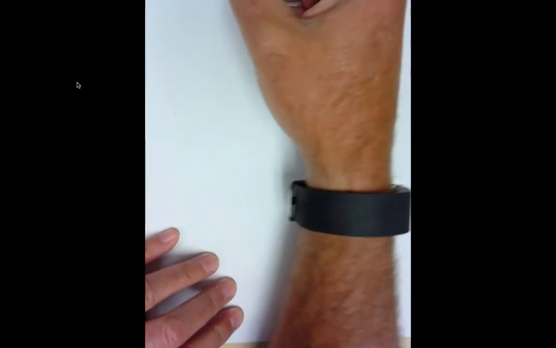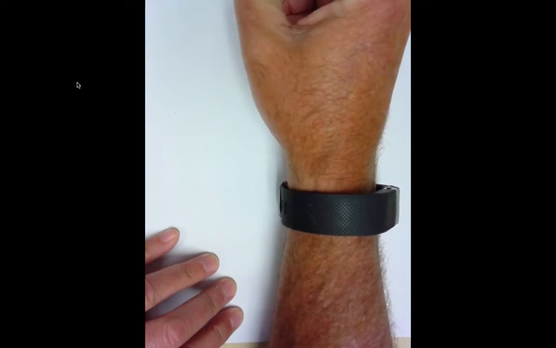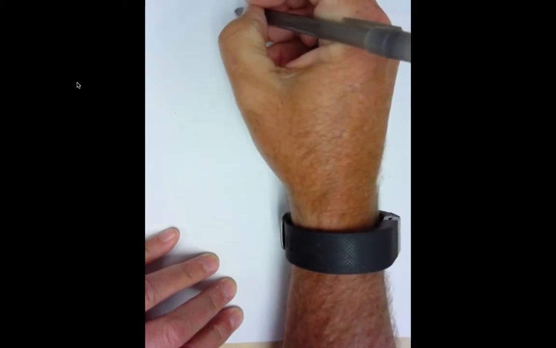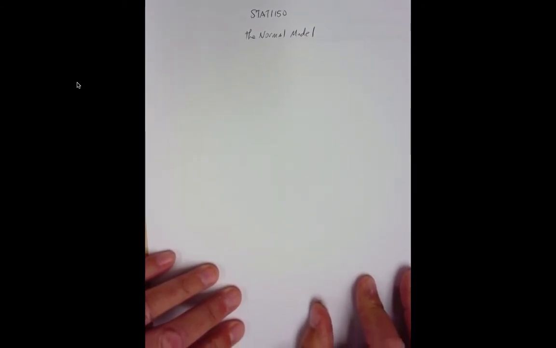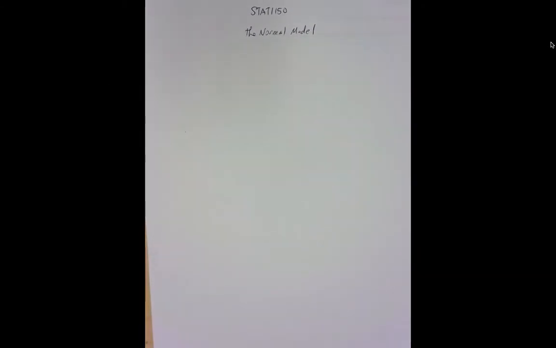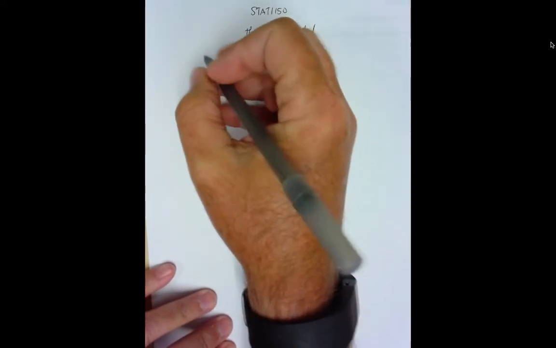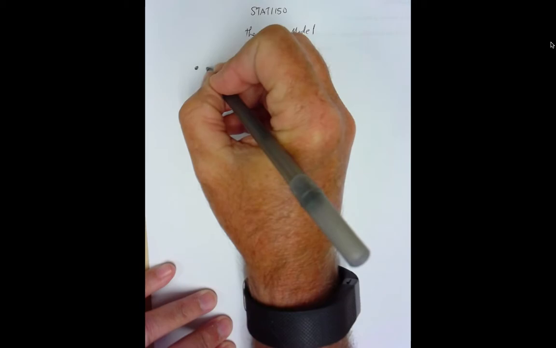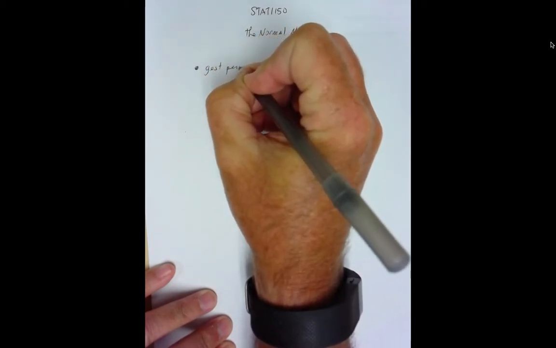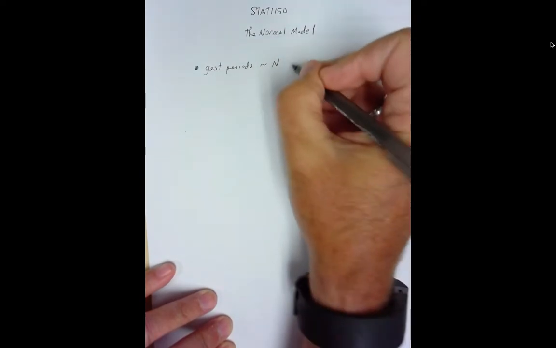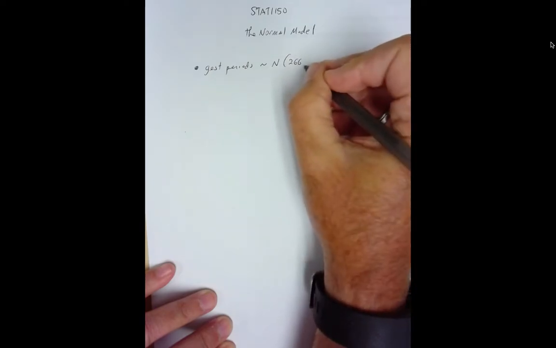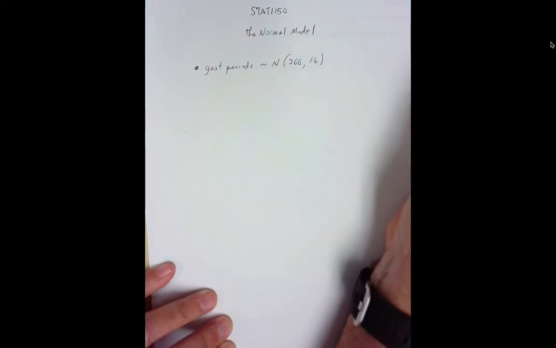Okay, guys, more on the normal model. And we're going to get into some really cool stuff here. First of all, let's just take a look at a distribution. It turns out that gestation periods for adults follow approximately a normal model of 266 days mean with 16 days standard deviation.